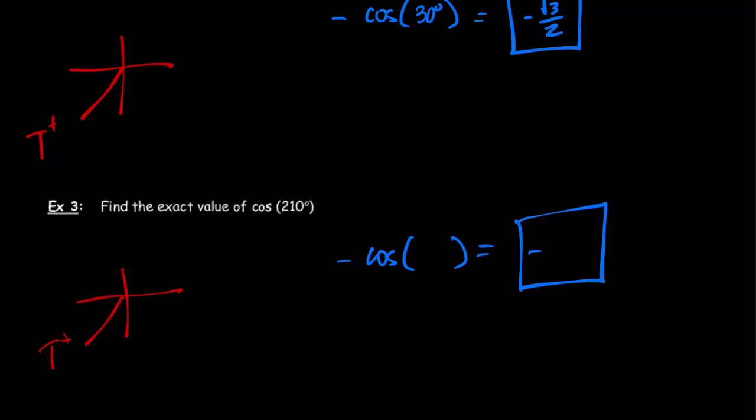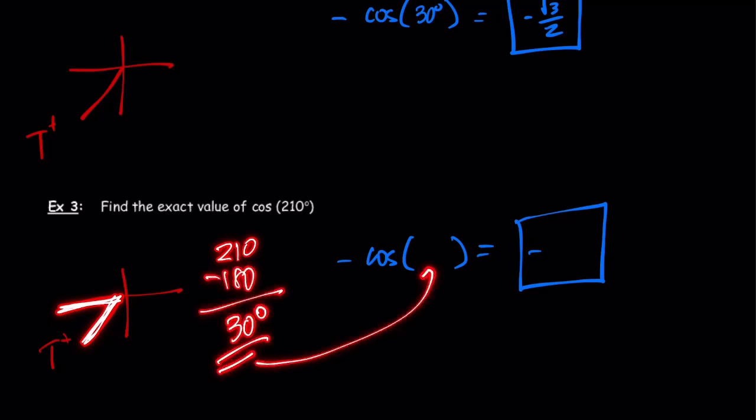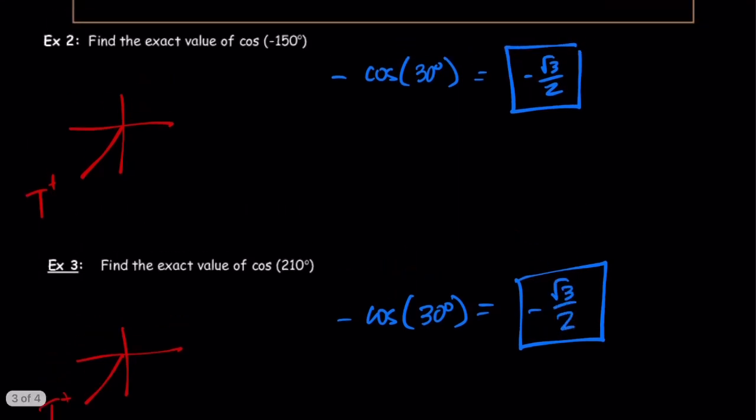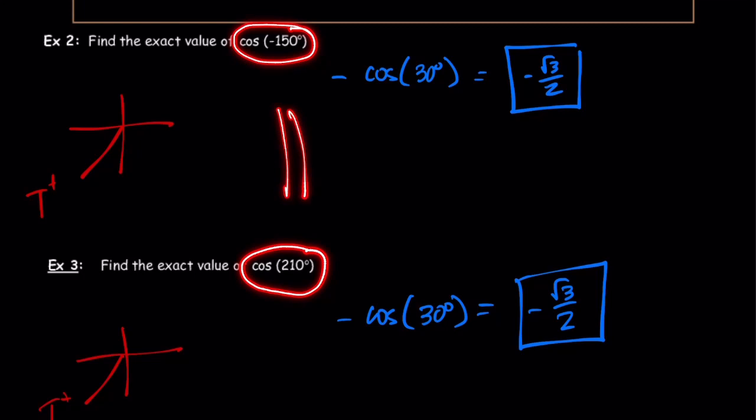210 degrees going this way, but my reference angle is still this one. Looks very similar to the one up above. I take 210, I subtract 180. Well, that's 30 degrees again. So it turns out that I get the same result from up above because cosine of 30 is square root 3 over 2. So an observation to make here is that cosine of negative 150 is the same as cosine of 210. Those are equal.